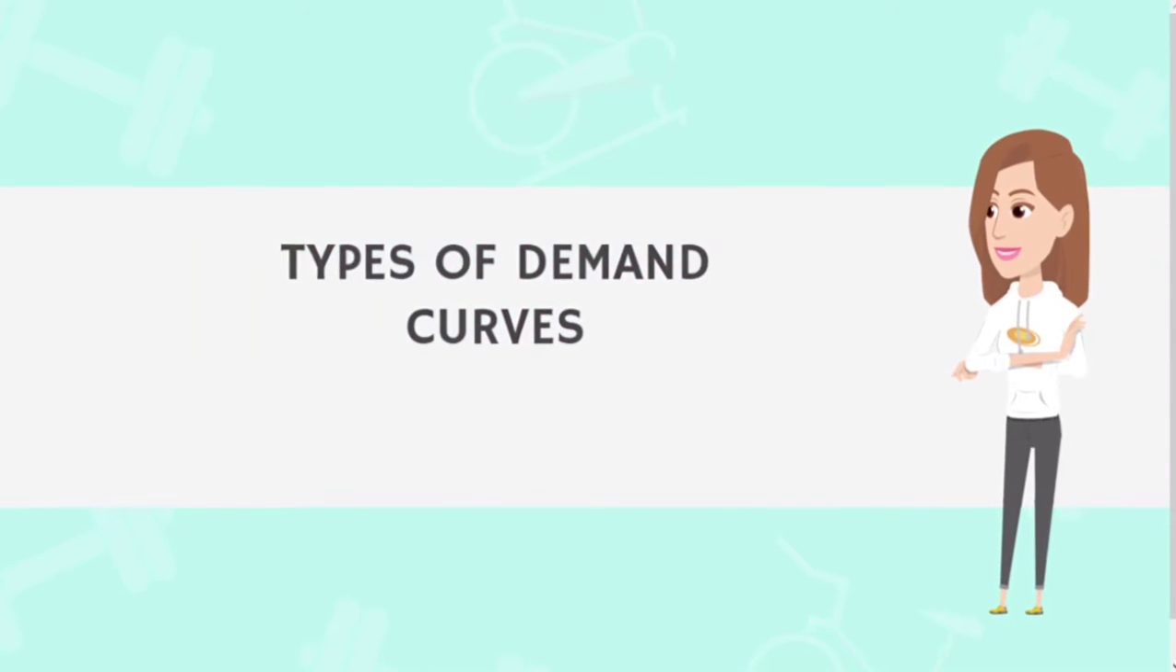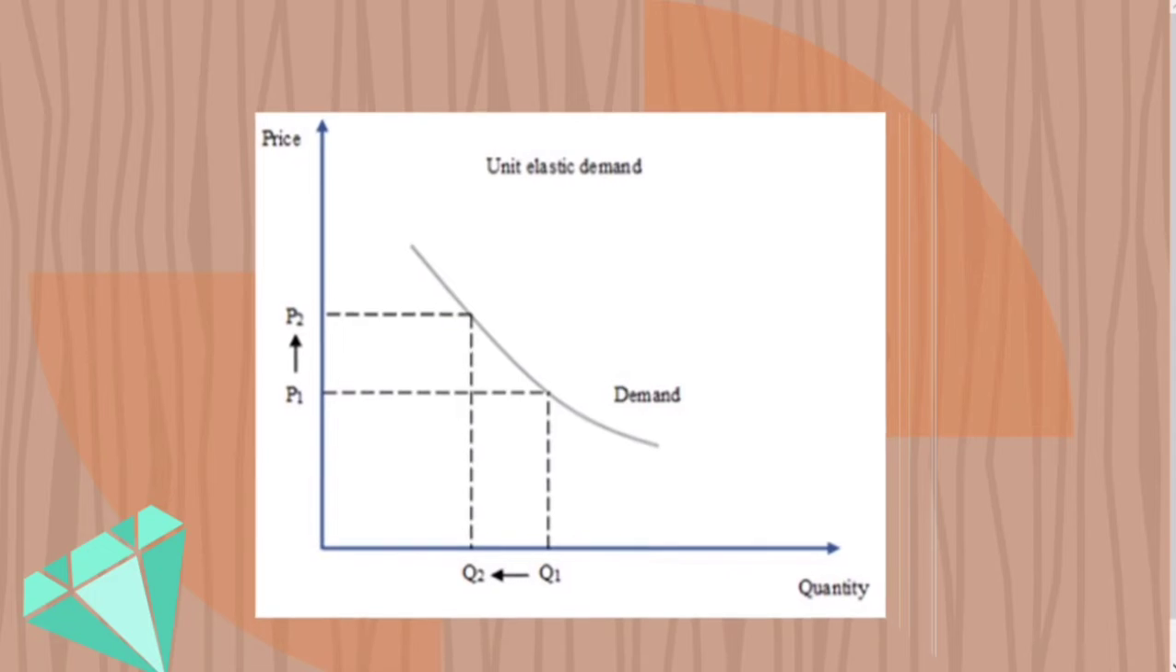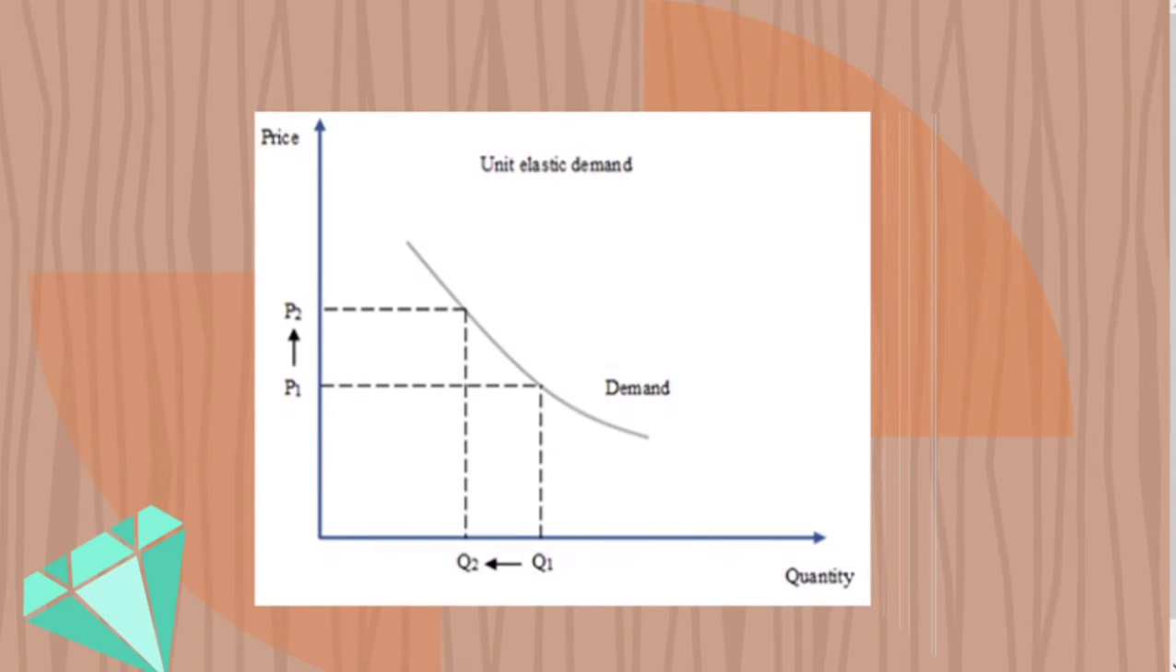Besides is types of demand curve. As we can see, at the left side is elastic demand. At the right side is inelastic demand. The elasticity for the elastic demand is greater than 1, while for inelastic demand is less than 1. Next is unit elastic demand. The elasticity is equal to 1.